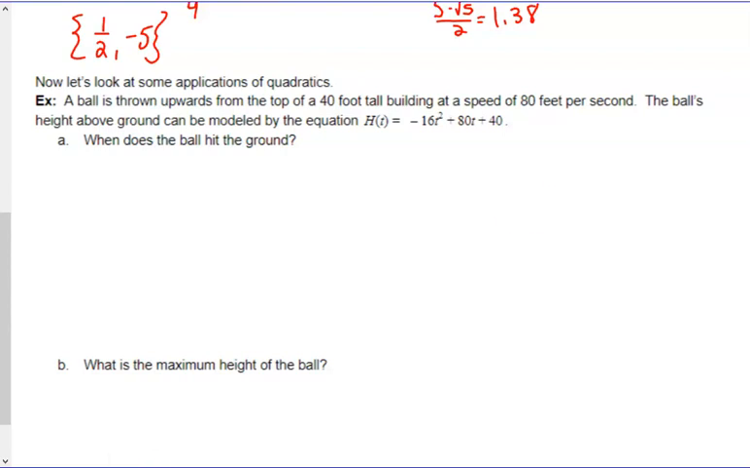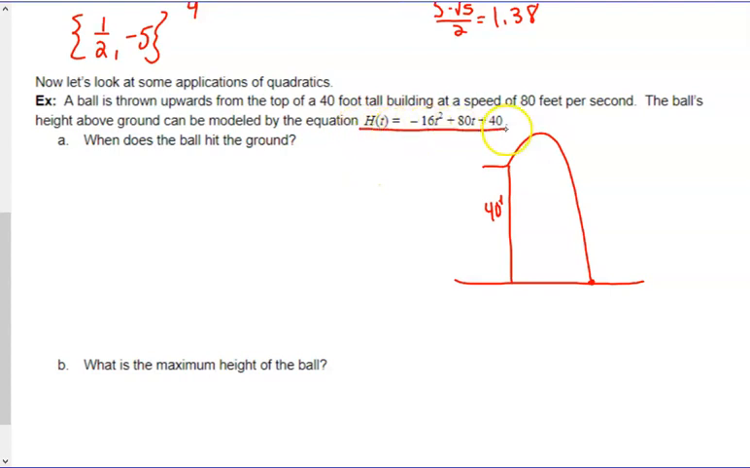So here we have a ball that we are throwing from the top of a 40-foot building, and it is going to go up and it's going to come down, okay? So, first off, it's at the top of a 40-foot building, we throw it at a speed of 80 feet per second, and the ball's height above ground can be modeled by this equation, where t is equal to time and h is equal to the height. When does the ball hit the ground?